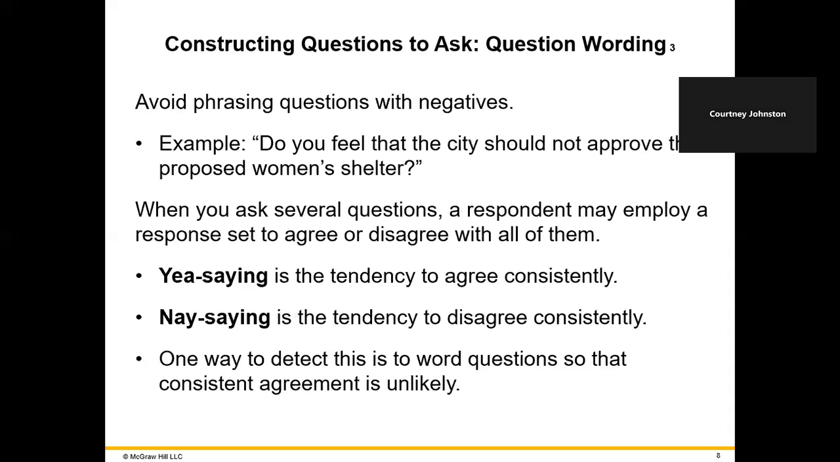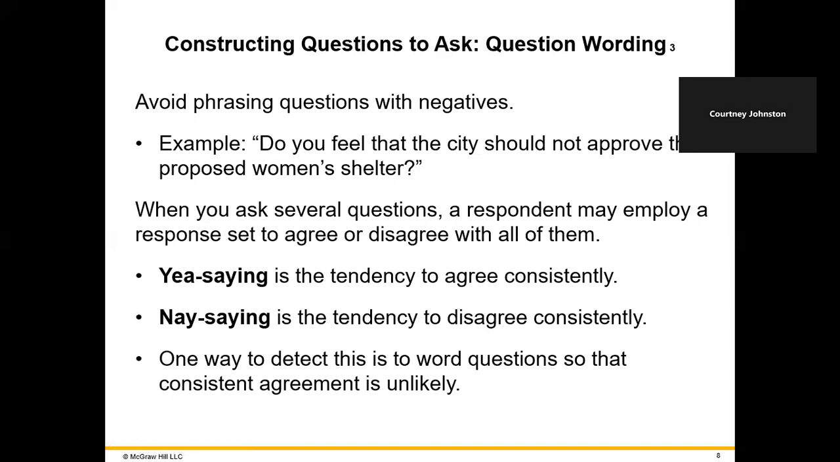That's a big question. You don't want to phrase questions with negatives. So, do you feel that the city should not approve the proposed women's shelter? Again, not. What you would say is, do you feel the city should approve the proposed women's shelter? And people can agree or disagree.